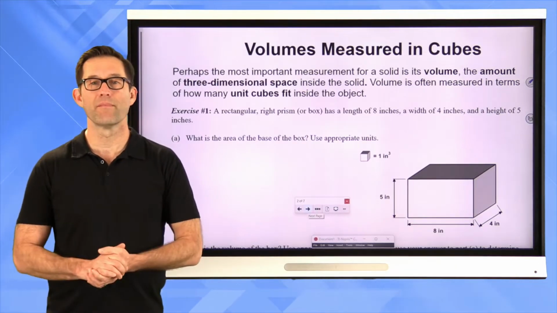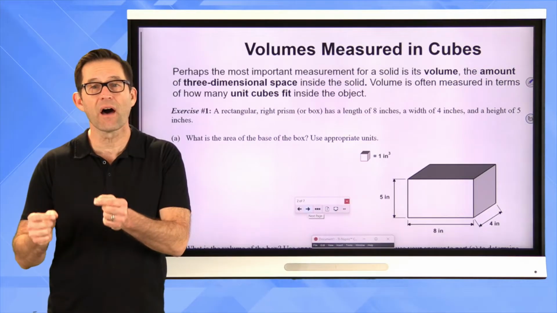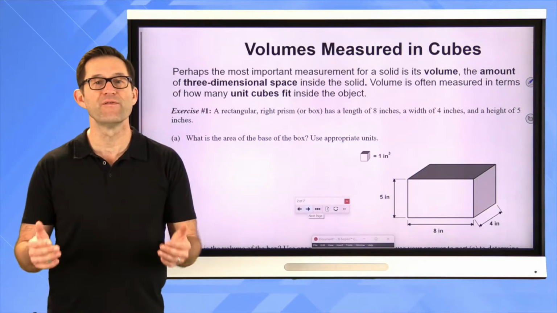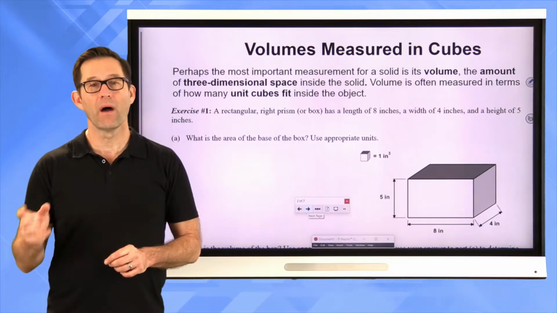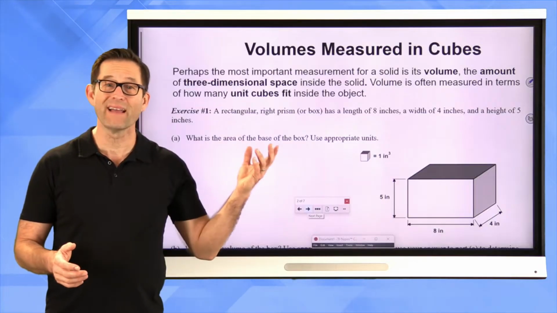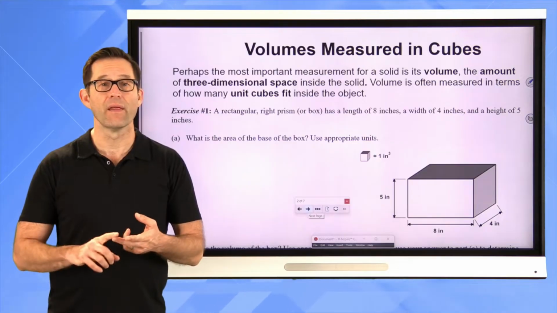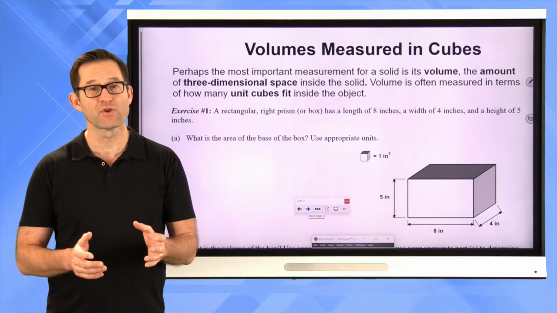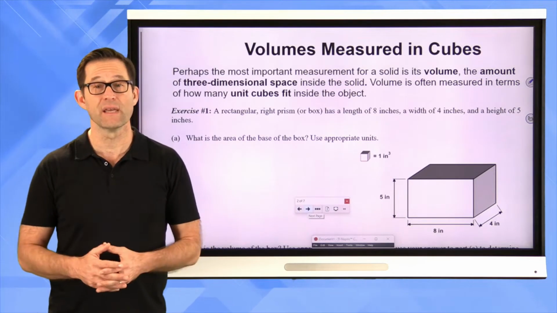Perhaps the most important measurement for a solid is its volume, the amount of three-dimensional space inside the solid. Volume is often measured in terms of how many unit cubes fit inside the object. Now, I do want to point out that unlike area and length, there are a lot of different ways that we measure volume besides using unit cubes. There are things like the fluid ounce, the gallon, the pint, the cup. All of these are different ways that we measure volume, and we'll see some of them as we go through the remainder of the lessons in this unit.